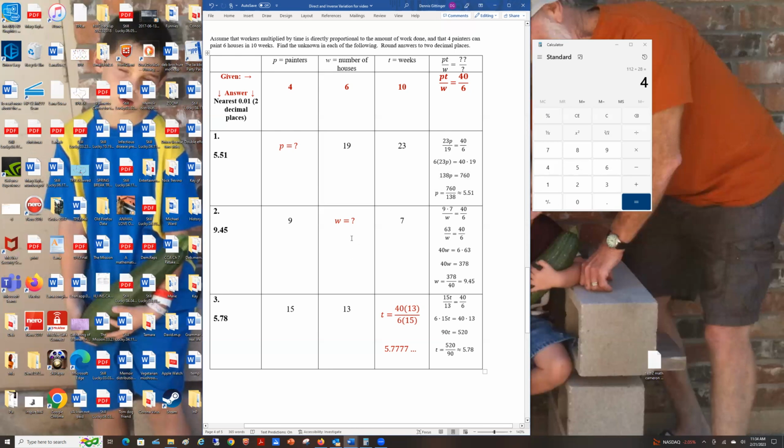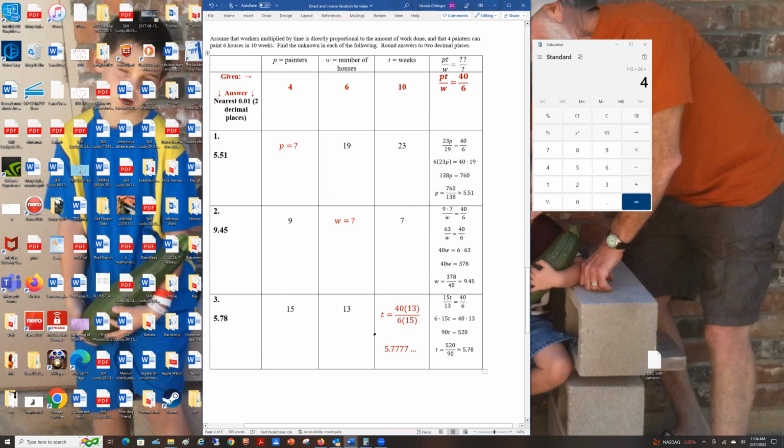If the amount of work is unknown, this means how many houses can 9 painters paint in 7 weeks? So again, 9 times 7 over W, boom, must equal, guess what? 4 times 10 over 6. And yes, you can just leave it 4 times 10, or you can just write 40. It's up to you. Depends on how agreeable the numbers are.